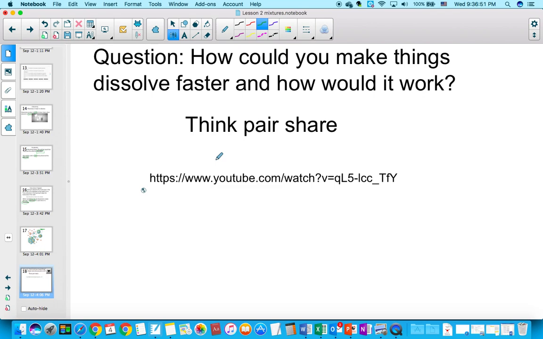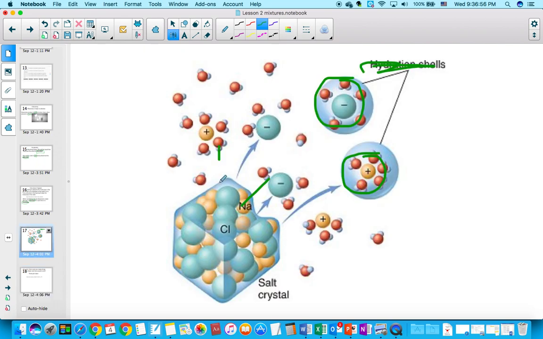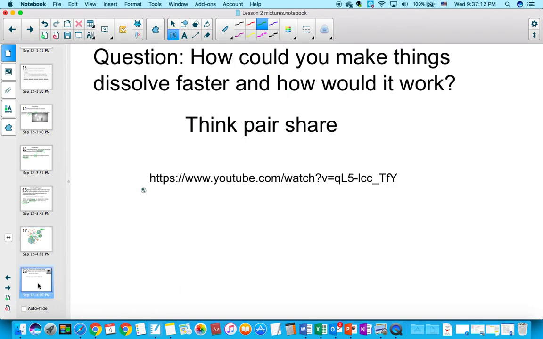So a quick question I'd ask is, how could you affect how things dissolve? If the water is moving to the salt crystal, and then the salt crystal is breaking apart and moving away from itself, how could you make that faster? What would affect its movement? As a hint, think about what changes the movement of molecules in a substance. What changes how they move? I'll give you just a couple seconds to think about that.